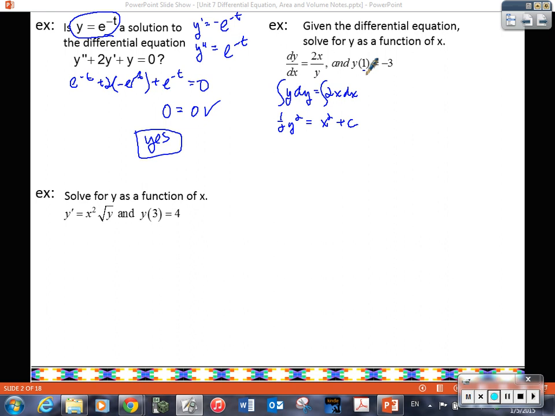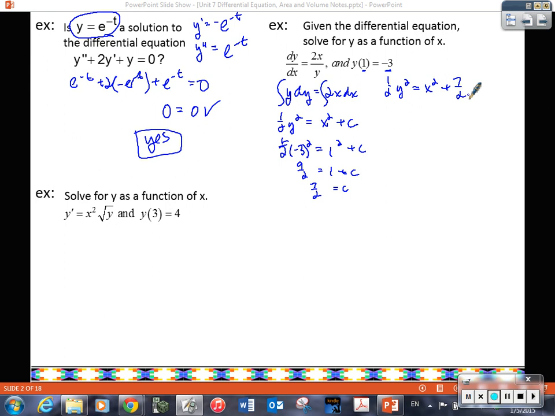We're told that when x is 1, y is negative 3. So let's go ahead and sub that in. So let's see, negative 3 squared. What is that? That would be 9. So 9/2 equals 1 plus c. So c is 7/2. Okay, once we have that c, we substitute it back in. So I have 1/2 y squared equals x squared plus 7/2.